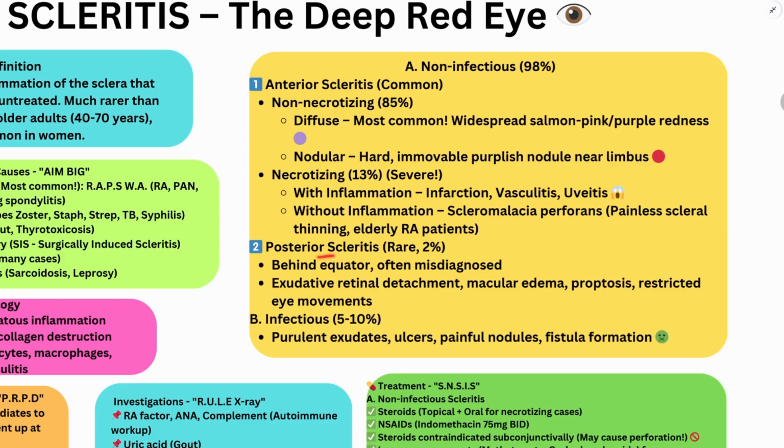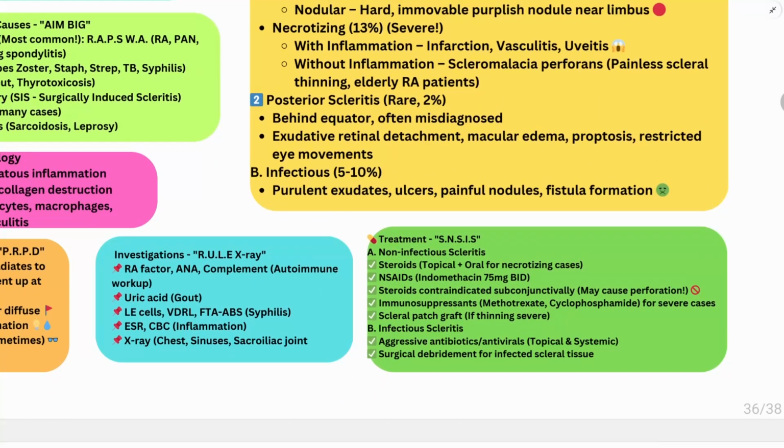Posterior scleritis is very rare as compared to anterior scleritis, behind the equator, and is sometimes diagnosed. You will see exudative retinal detachment, macular edema, proptosis and restricted eye movements in posterior scleritis. And the last one is infectious, which is 5 to 10%. Here you will see purulent exudates, ulcers, painful nodules, fistula formation. So these are the important points that you must remember here.